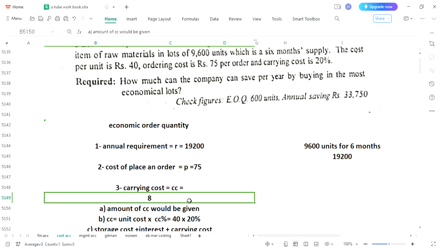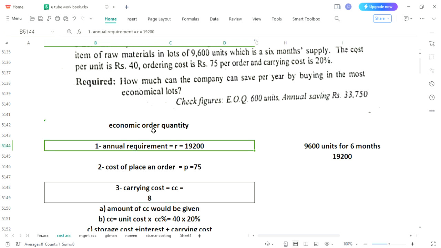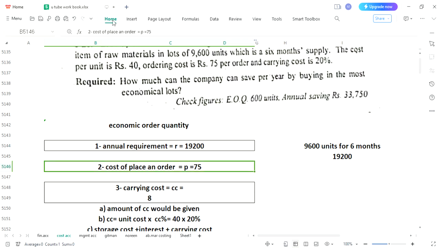So in this way, all of our elements are completed. This is your carrying cost. We are marking it as it would be used in our formula. First thing, we have annual requirement. We are marking it as well. It will be a part of our formula. And then cost to place an order, next element. So these 3 elements: annual requirement, cost to place an order, and carrying cost.